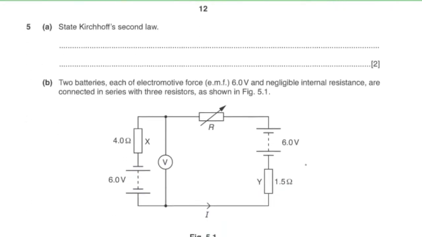Question number 5, part A, state Kirchhoff's second law, that is, sum of EMFs is equal to sum of PDs across the whole circuit.